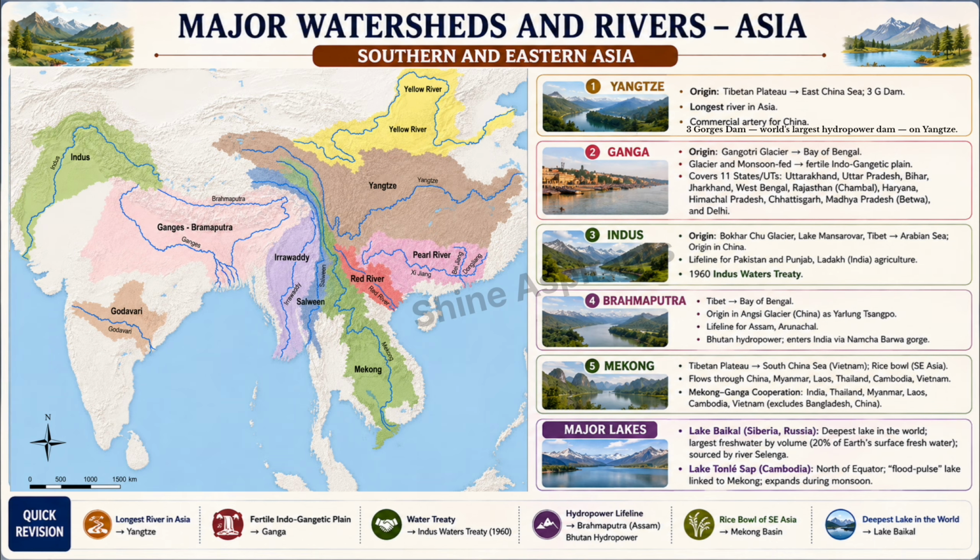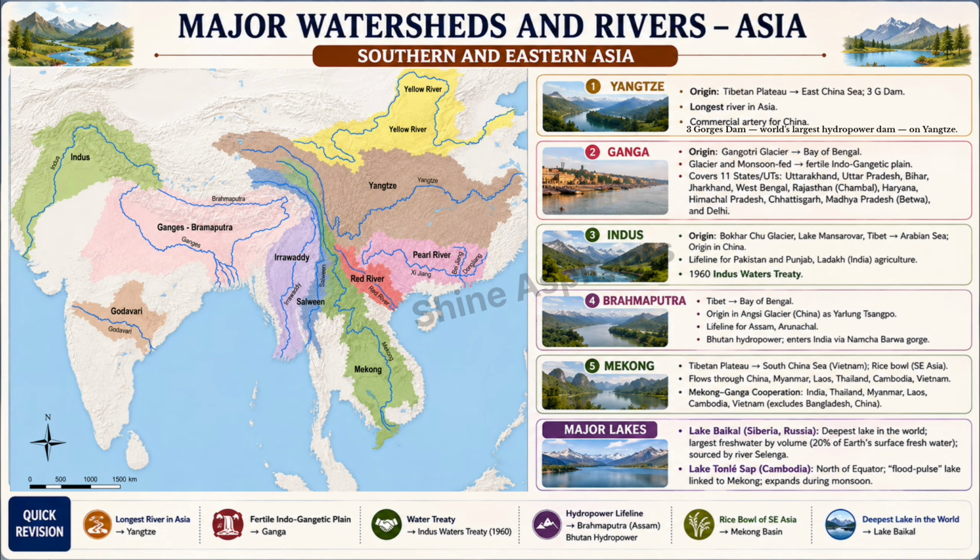Brahmaputra River. Origin, Tibet; mouth, Bay of Bengal. Key facts. Origin in Angsi Glacier in China, flows as Yarlung Tsangpo. Lifeline for Assam and Arunachal. Bhutan hydropower source. Enters India via Namcha Barwa Gorge, one of the deepest gorges in the world.